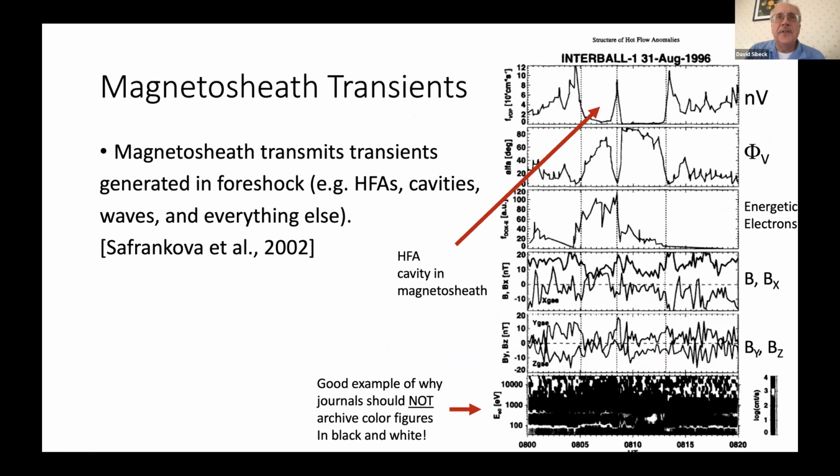Transients, all of those features I mentioned in the foreshock region, they're transmitted through the magnetosheath. Here's an example of one transmitted into the magnetosheath reported by Safrankova et al. This is a hot flow anomaly from the upstream region, pushed through the bow shock and transiting the sheath. So you have every reason to believe that that's going to ultimately come to the magnetopause. And a pet peeve at the bottom: a lot of journals are archiving themselves in black and white, and you can see what that does to color spectrograms. Bad idea.